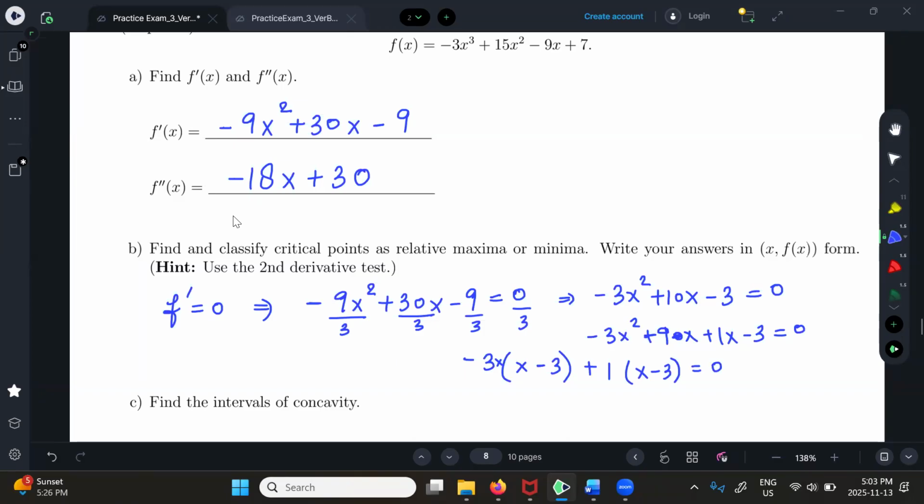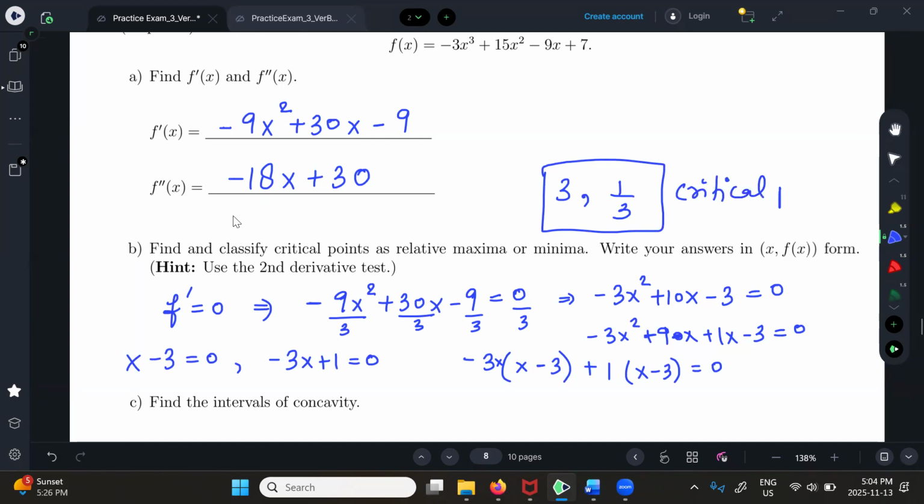Okay, so what I got: x minus 3 equals 0, and I've got negative 3x plus 1 equals 0. Now, of course, the critical points will be nice integers, okay? Won't be fractions like this. But I've got 2 critical points. So I've got 3 and 1 over 3 as 2 critical points. Everybody, you have found critical points so many times in the past. You can do this in your sleep.